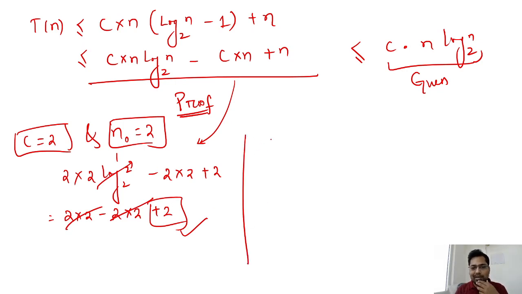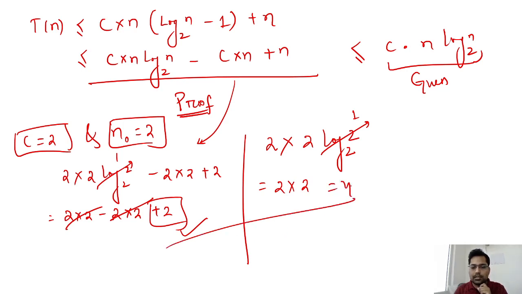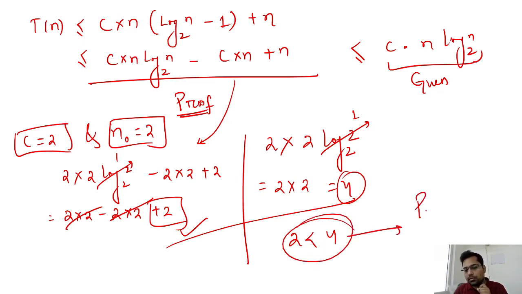And in the guess side, what we have to do is the guess should be greater than the proof, then only we can say it's a correct guess. So 2 into 2 log 2 base 2, it's 1. Now 2 into 2 is 4. Here, 2 is less than 4, then we can say it's a perfect guess. If it is a perfect guess, we can go for the base condition.